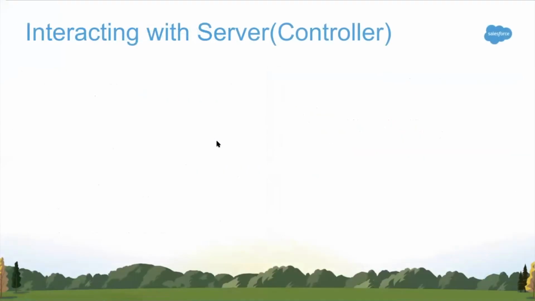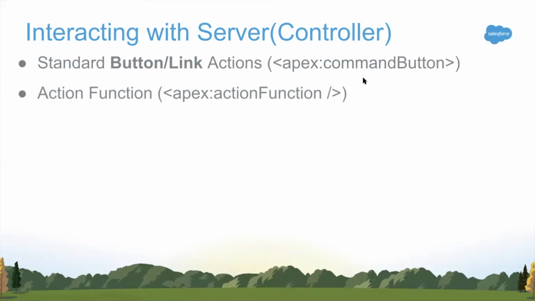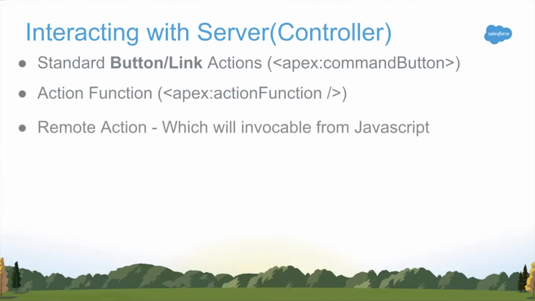Let's see what are the ways we can interact with the server. As I showed you previously, there is the standard button called apex command button, through which you can interact with the server. Or there is something called action function, which acts the same as command button actions. You just need to pass the respective action name and method names. And there is something interesting called remote action, which is invoked from JavaScript itself.